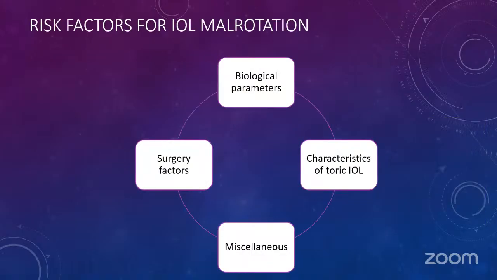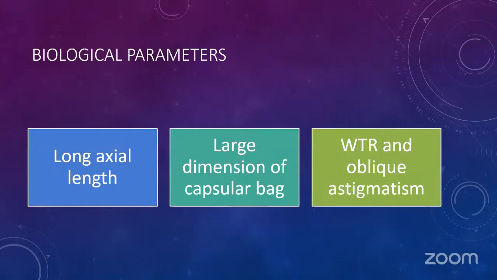Now, the risk factors for IOL malrotation, we'll go through them one by one: biological parameters, characteristics of toric IOL, surgical factors, and miscellaneous. Now, biological parameters: long axial length, large dimension of the capsular bag, with-the-rule and oblique astigmatism were the biological parameters which were found to have the maximum number of rotations of toric IOL.